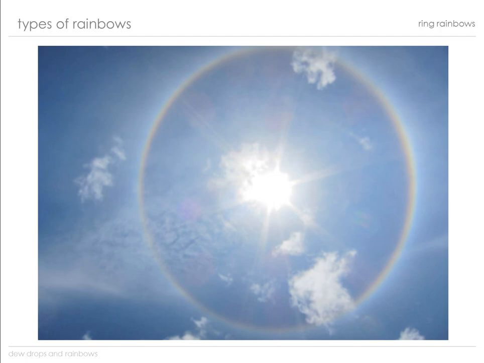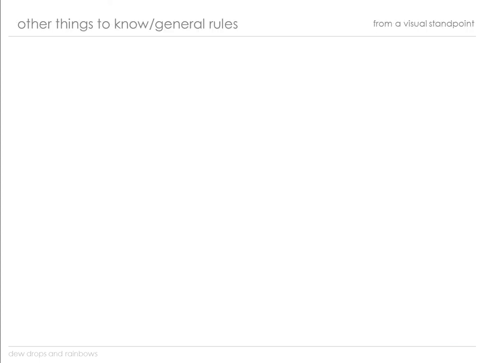Lastly, there are ring rainbows. Ring rainbows occur like primary rainbows, only sunlight is refracted through dewdrops in clouds, rather than those on the surface of the earth. This creates a complete band around the sun, with red being in the center. To end the presentation, here are some things to consider about dewdrops and rainbows.